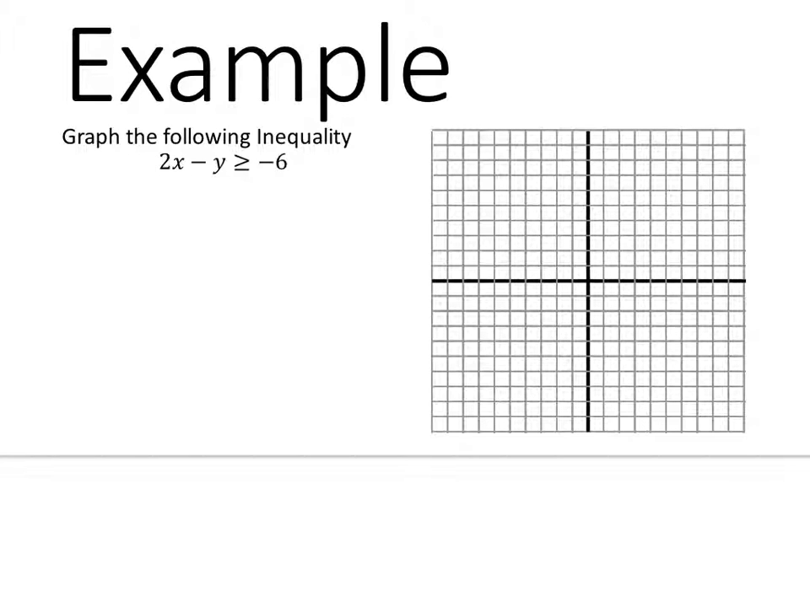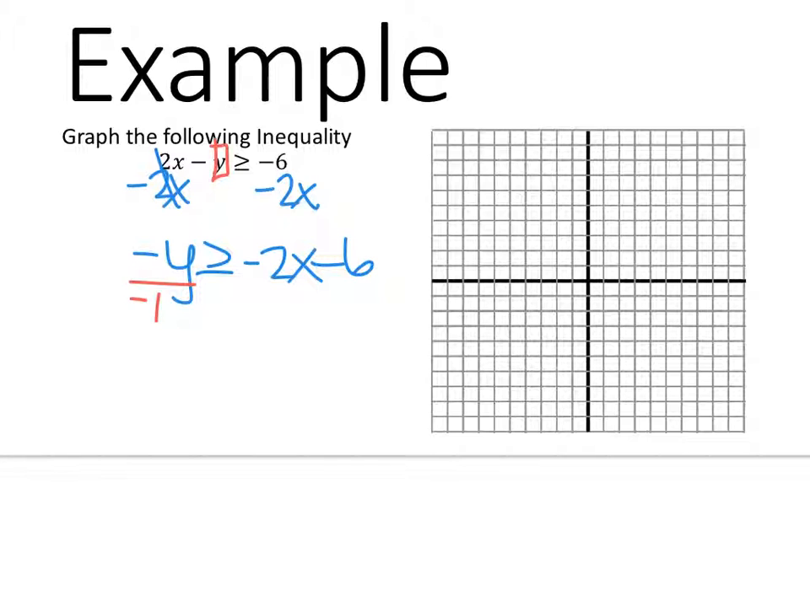I do have one more example for you. And this one you can see that y is not by itself. So just like we did in the first two examples, I need to get rid of this 2x. So I'm left with negative y is greater than or equal to negative 2x minus 6. Then I divide by negative 1 to get rid of that negative in front of my y. So I'm left with y. Negative 2 divided by negative 1 is positive 2. And negative 6 divided by negative 1 is positive 6. And again, when we divide by a negative, we need to flip the inequality sign. So that greater than sign is now less than.